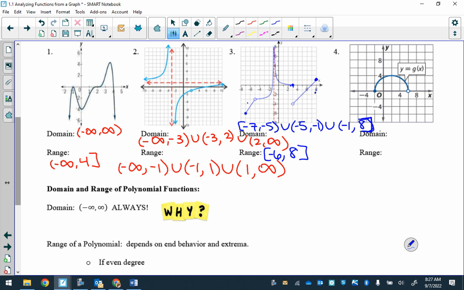Okay. How about number 4? What would the domain be? And those little tick marks go by 2. So what would our domain be? What do you think, Brian? They go up by 2s, so you're close. You're there. Perfect. Okay. What would the range be?